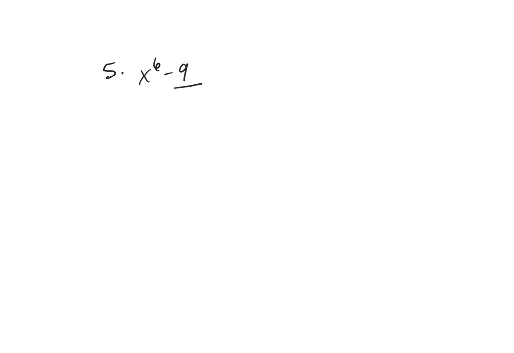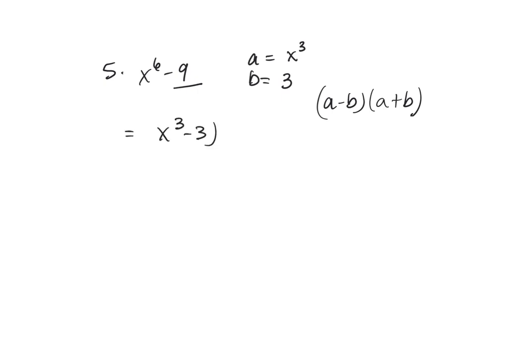So the first step is to find what a and b equal. So a is the square root of x to the 6. So you take 6 and divide it by 2 and you get x cubed. B is the square root of 9, which is 3. So we know our difference of squares formula is a minus b times a plus b. So this factorization is x cubed minus 3 times x cubed plus 3.